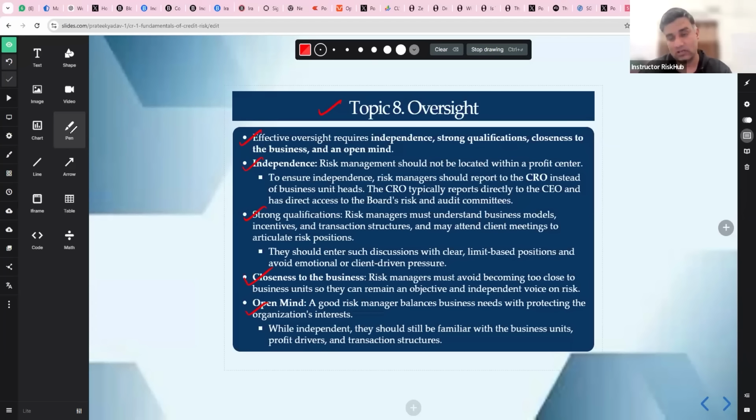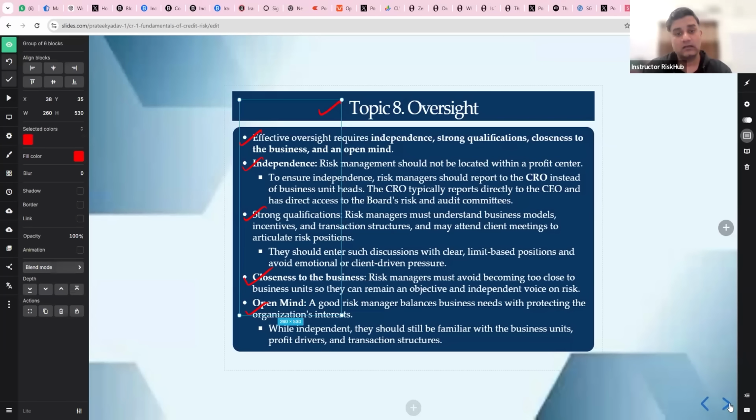The concept is called constructive tension. This is one of the most important cultural concepts in FRM. We talk about an open mind. Risk managers are not your deal blockers. They must understand revenue goals. They must protect your capital. They must propose alternatives. This connects to your risk-adjusted pricing, to your structuring with collateral, and to your covenant design. So good risk management enables your growth safely. That's what we need to understand here.